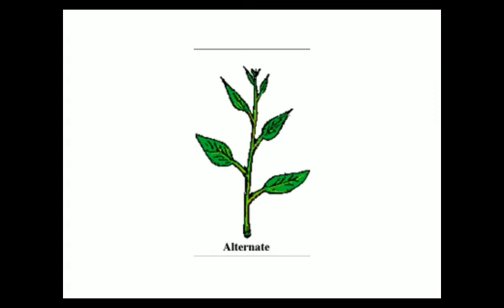In alternate phyllotaxy, what we observe is that this is a stem, and leaves arise in an alternate manner. The first leaf will arise from the right side, the second leaf from the left side, the third leaf from the right side, and the fourth leaf from the left side. So leaves arise in an alternate manner. This type of arrangement of leaves on a stem is known as alternate phyllotaxy.